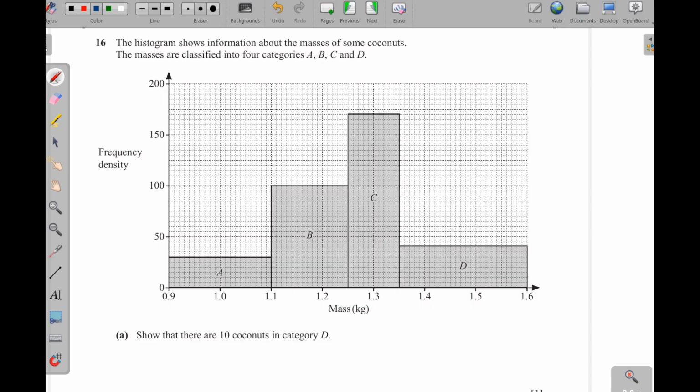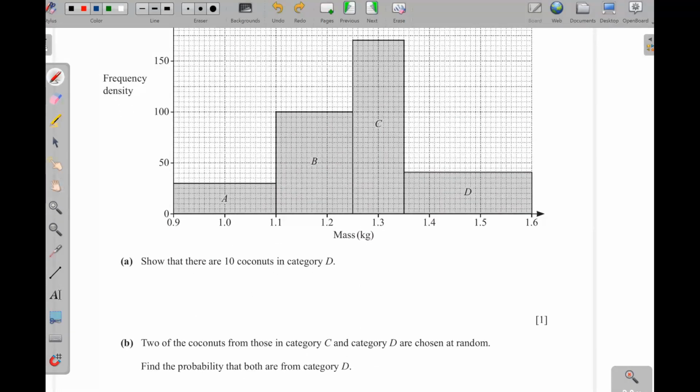So the fact that here they have the frequency density means they used class widths that are not the same. You can even see from 0.9 to 1.1 is not the same as this one here, not the same as this one, not the same as this. Just look at the widths of these bars. So they are not the same, right? Now, let's look at frequency. Frequency density is equal to the frequency divided by the class width.